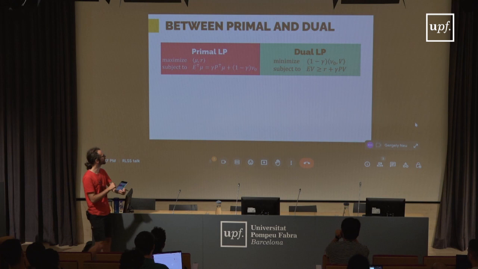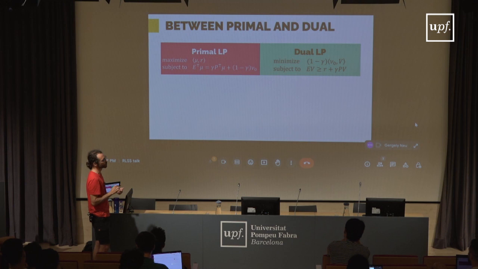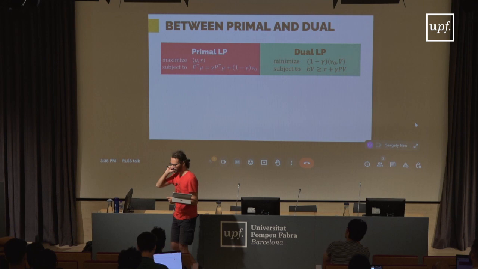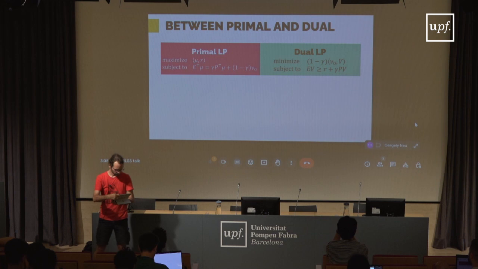Right, so I talked about these LPs, both the primal and the dual. The primal is an optimization in the space of mu's, and the dual is an optimization in the space of values. But there is a concept that connects both of these, which is the so-called saddle point formulation. Let me ask real quick, how many of you know about linear programming duality or Lagrangian duality? All right, that's pretty good. Then I don't need to spend too much time explaining what this is.